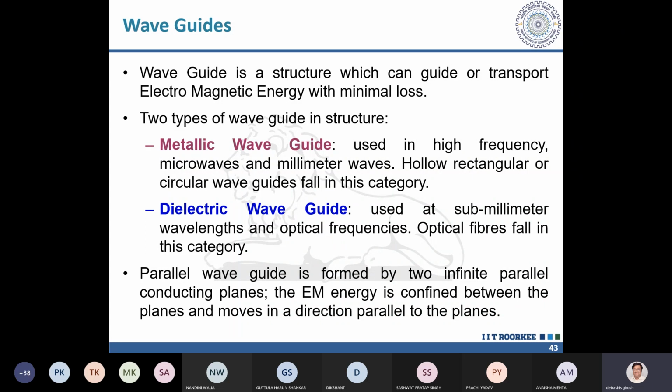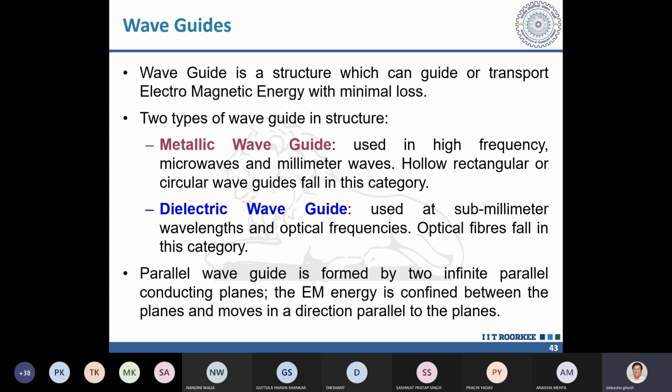Okay, the problem with the metallic waveguide is it is not that flexible. You can understand it is made up of metal, so you cannot bend it that much. Whereas this dielectric waveguide, as you have seen with optical fibers, you can twist them. So that is the advantage of this. It is very flexible. Okay.